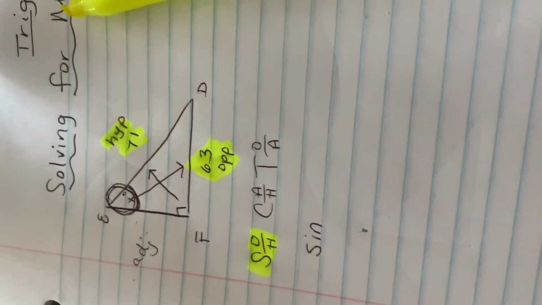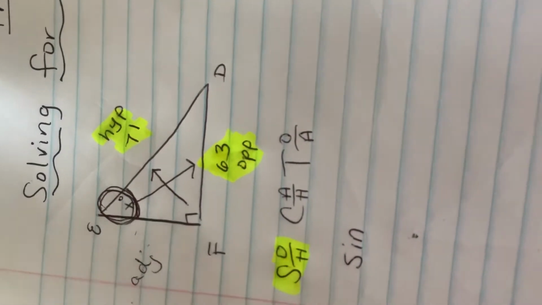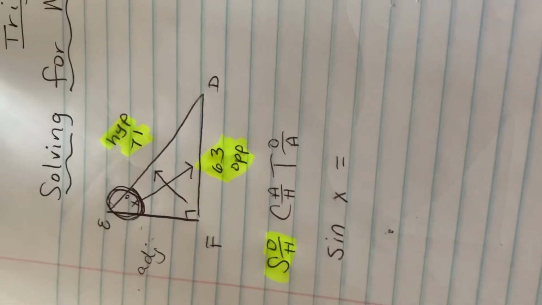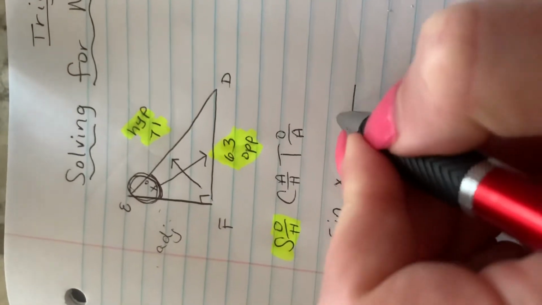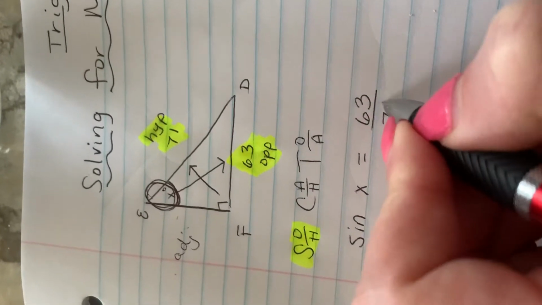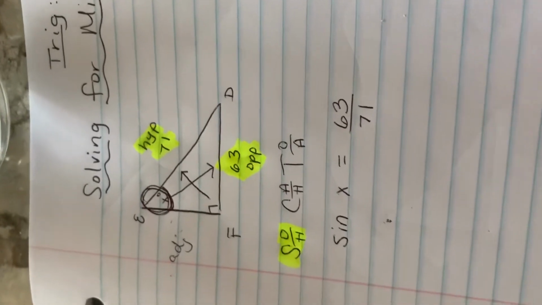So what we do is we take the sine of the angle in question. Now the angle in question this time is unknown. It's X, we don't know it. But it does equal the opposite, which is 63, over the hypotenuse, which is 71. So that would be my setup.